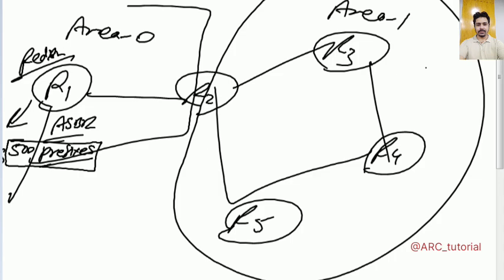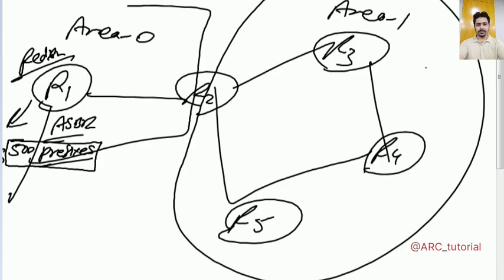So to solve this problem, you can define this area 1 as a stubby area. What will happen if you configure area 1 as a stubby area? You know very well that type 5 LSAs will not be allowed in a stubby area. So R3, R4 and R5 will not have those external type 5 LSAs inside their database table. And if they do not have them in the database table, how will it be possible for them to have them inside their routing table?